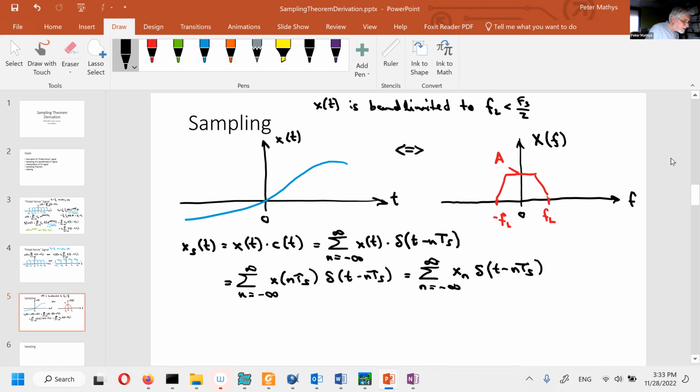And x sub n in here are the samples. So x sub n is equal to x of n times ts. And this x sub s of t is the sampled version of x of t.